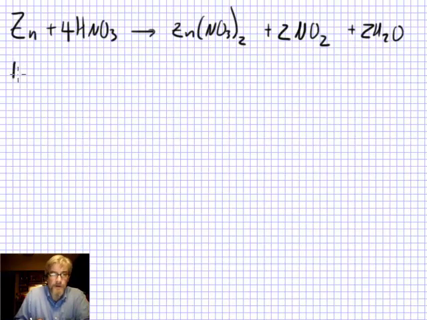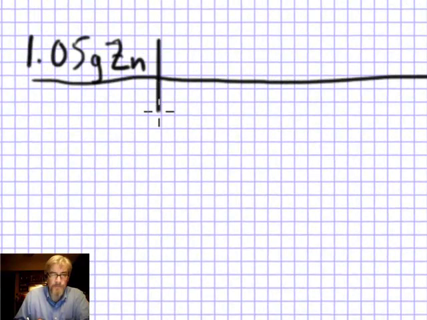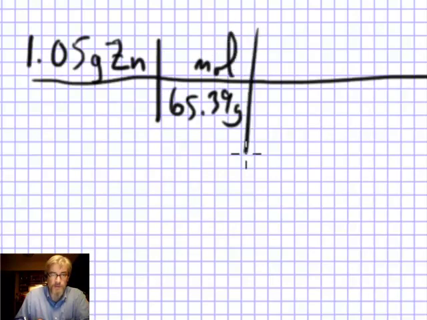I want to find out the limiting reactant, so I'm going to start out with 1.05 grams of zinc. You could start out with the nitric acid. I'm just choosing this for some reason. And I want to find out how much nitric acid it takes to react with that. Well, here's what I know. Zinc is 65.39 grams per mole, so I'll use that to convert to moles. Once I'm in moles, then I can begin to do stoichiometry.